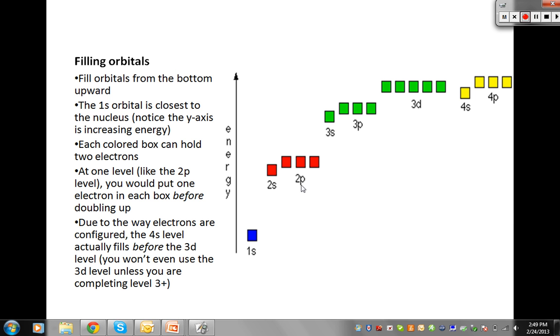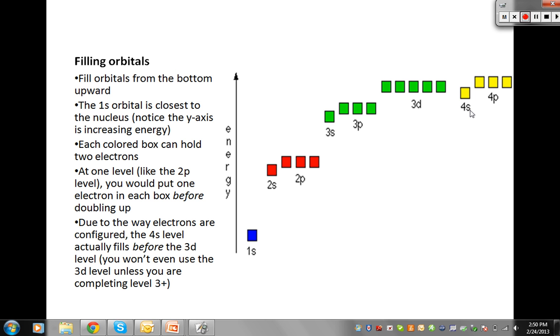Now, one of the things that's interesting to note, and that's this last bullet point here, is because of the way electrons are configured, the 4s level actually fills up before the 3d level. The 4s level actually is at a lower energy than the 3d. Which is why, if we're sticking with the first 20 elements, we don't even need to worry about this part. And the 4s electrons would still be the valence electrons because they're still the outermost electrons. And so those are still the electrons that are going to bond with other atoms.